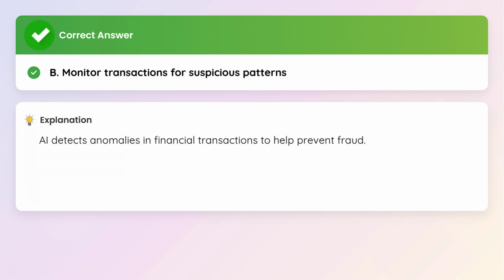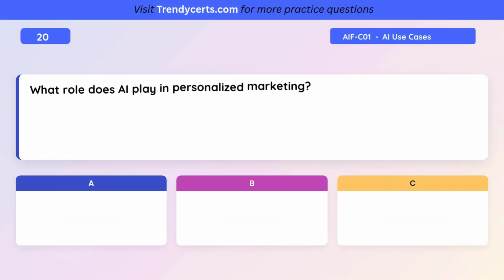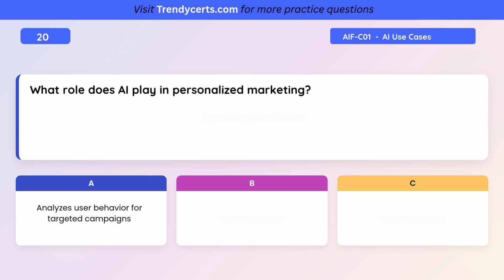AI is incredibly good at sifting through millions of transactions to spot anomalies and patterns that a human would miss. This helps banks and financial institutions identify and prevent fraudulent activity in near real time. Last one. Let's finish strong.